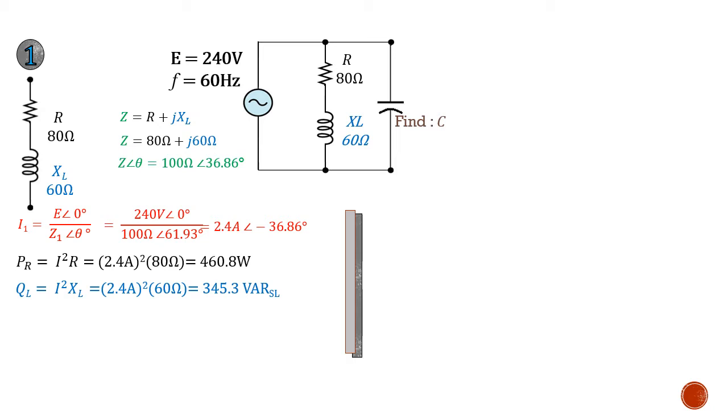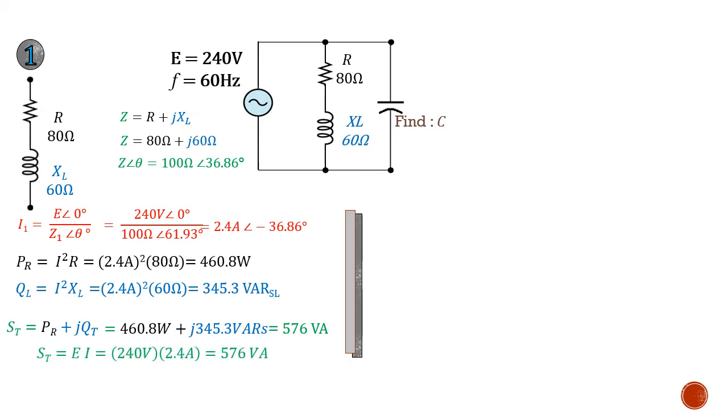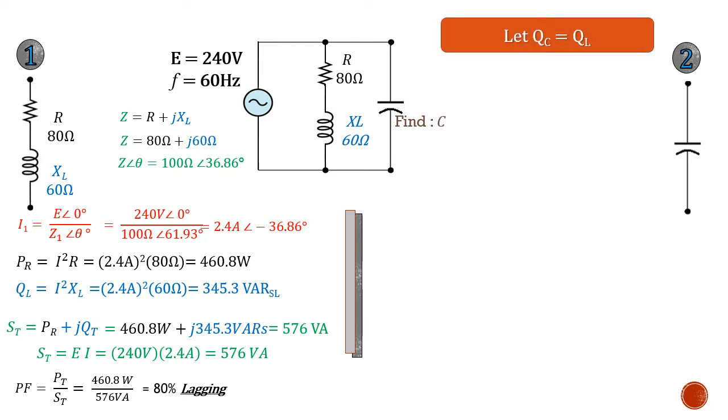Find the individual powers for both the resistance and the inductance. We would then vector sum those two powers together to get our total apparent power. You could also get your total apparent power from ETIT, and you should end up with the same result. With our total apparent power in hand and our true power in hand, we can get our power factor. From there, we can go about finding an equivalent capacitive power to cancel out the inductive power.